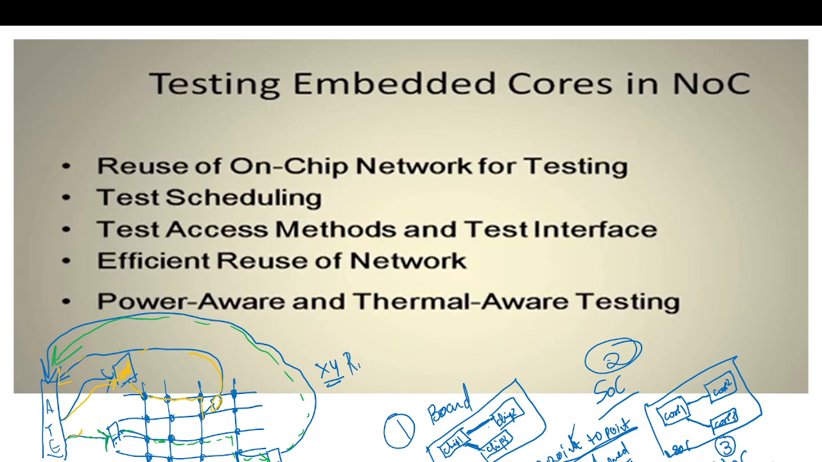But if the routing was not possible and somewhere we had an overlap, there should not be any overlap. If there is an overlap, then we cannot test them in parallel. So with this, I hope what the network on chip is, is clear.